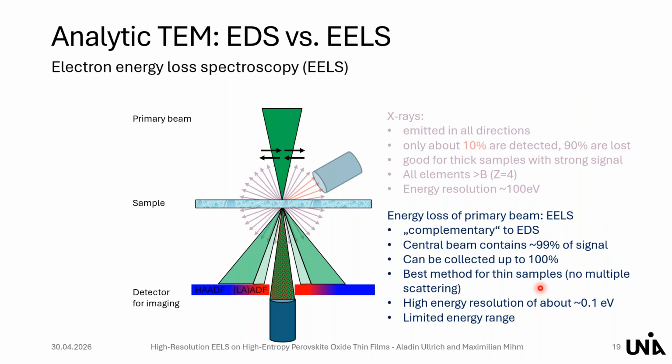To do so, you must remove the bright field detector, and the imaging is then still performed by the dark field detector. And that's the reason why, in combination with the EELS technique, you always get dark field images and usually no bright field images at the same time.